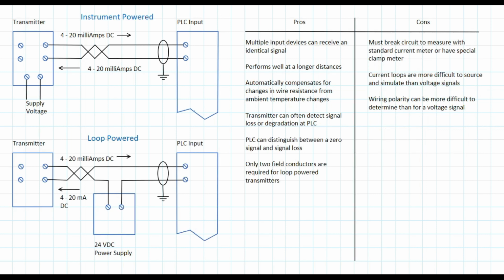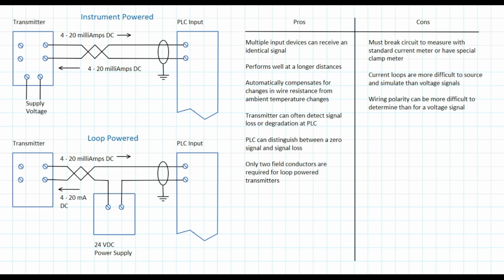4 to 20 milliamp loops are an improvement on the 0 to 20 milliamp current loop. Moving the zero signal from 0 milliamps to 4 milliamps enables both the PLC input and the transmitter to detect the difference between a zero signal and a broken signal. And while not every field device is designed to take advantage of it, it's possible to limit field conductors to only 2 through using the 4 milliamps at the bottom end of the signal in order to power the transmitter.